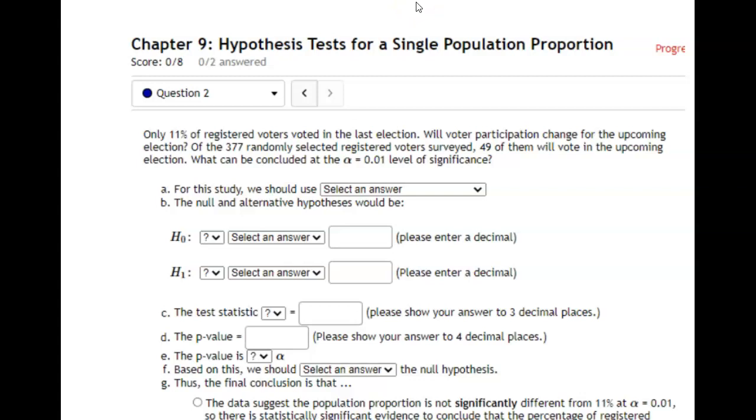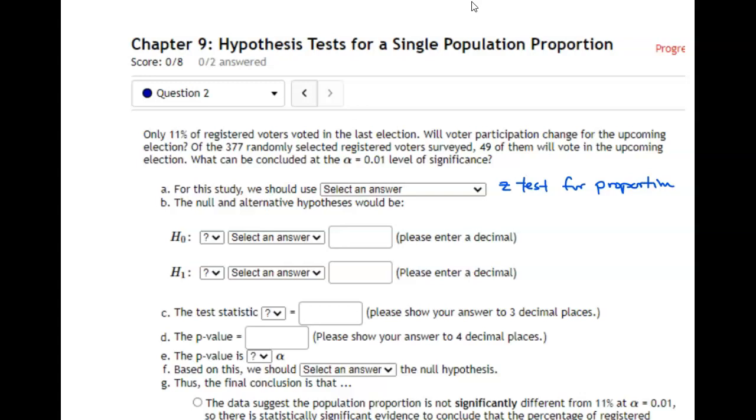So for this study, we should use a z statistic for proportion, or a z test for proportion. With proportion problems, you see percentages, and there are 49 successes. This is like a binomial kind of experiment. It's either yes or no, right? This is a z-test for proportion.